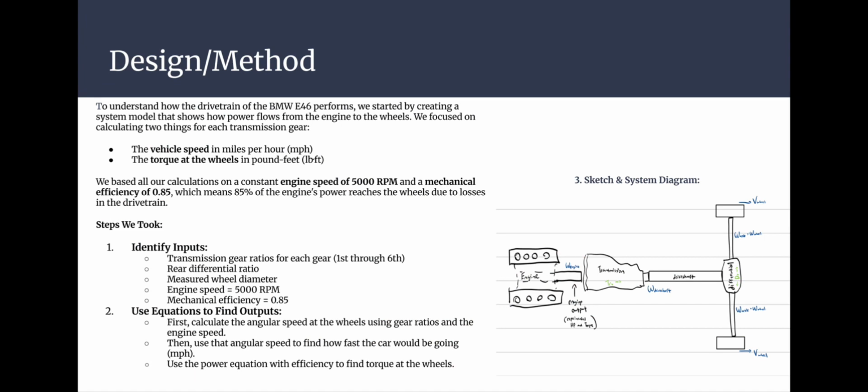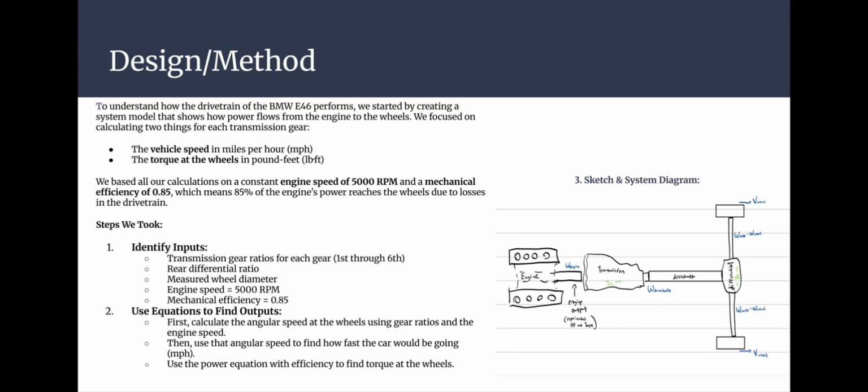For the design method of our project, we first needed to understand how the drivetrain of the BMW E46 performs. We started by creating a system model that shows us how power flows from the engine to the wheels. Then we focused on calculating 2 things for each transmission gear. First, the vehicle speed in miles per hour, and the torque at the wheels in pound-feet. We based all of our calculations on a constant engine speed of 5,000 RPM and a mechanical efficiency of 0.85, which means 85% of the engine's power reaches the wheels due to losses in the drivetrain.